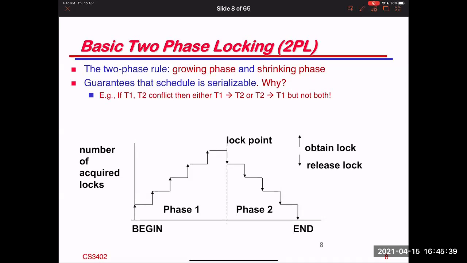The reason for that is that in your serialization graph, you can never have a cycle between two transactions that conflict.